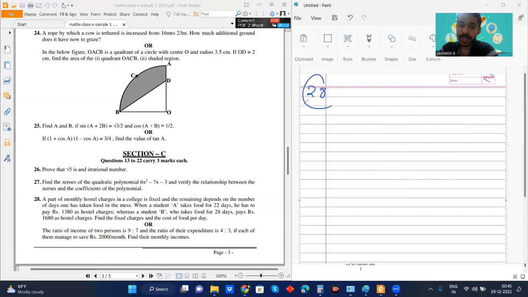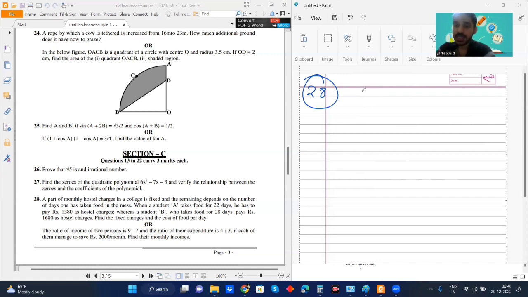Next, number 28. A part of monthly hostel charges in a college is fixed, and the remaining depends on the number of days one has taken food in mess. When student A takes food for 22 days, he has to pay 1380 as hostel charges, whereas student B, who takes food for 28 days, pays rupees 1680. Find the fixed charges and the cost of food per day.